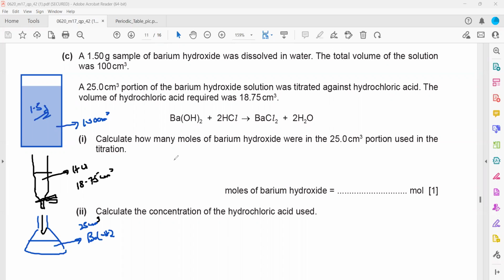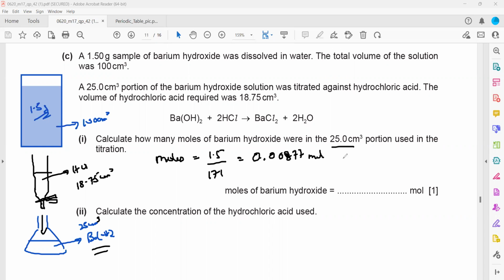Then the next part. Here we want how many moles of barium hydroxide are in 25, but the original solution was not 25, the original solution was 100. So first we'll find how many moles are there in 100. Moles equal mass in gram, which is 1.5, divided by molar mass 171. So that was 0.00877.